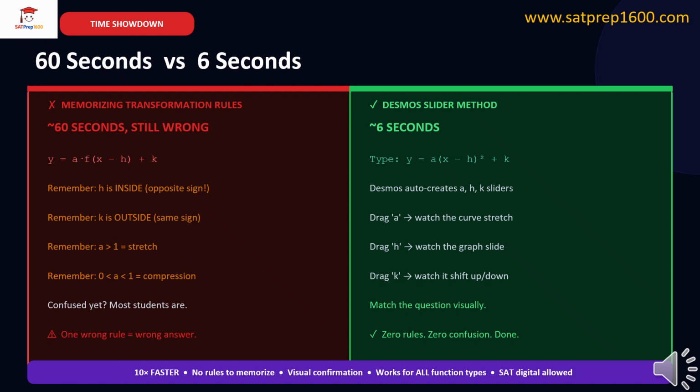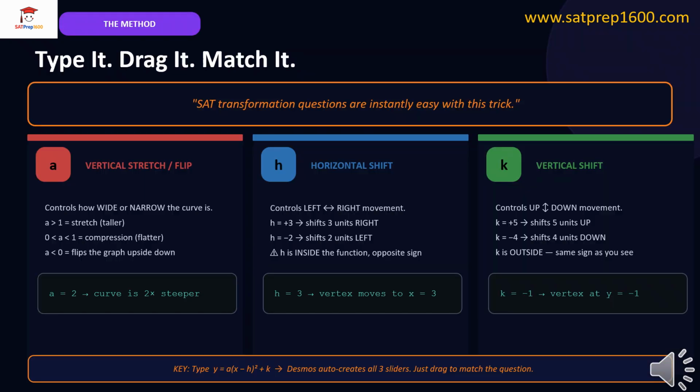10 times faster. No memorization. Works for every function type. And yes, it's allowed on the digital SAT. Here's the method in 3 words. Type it. Drag it. Match it.